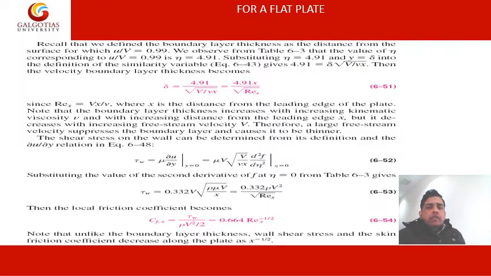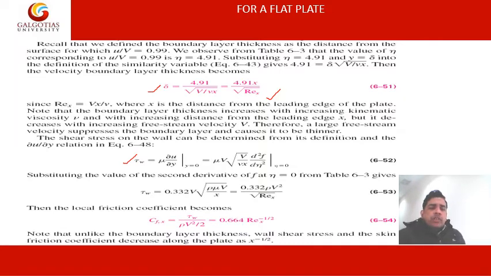And further, from the solution of this problem, we obtained that the boundary layer thickness is given by this equation, which is equal to 4.91 times the square root of nu x upon V, where nu is the kinematic viscosity. And this can be represented in terms of Reynolds number after utilizing the proper relationship for Reynolds number.